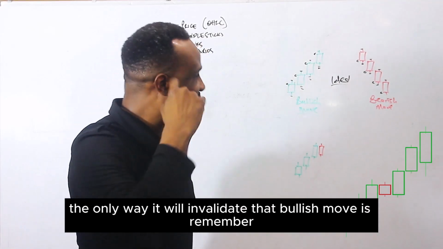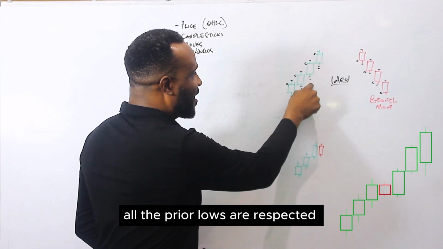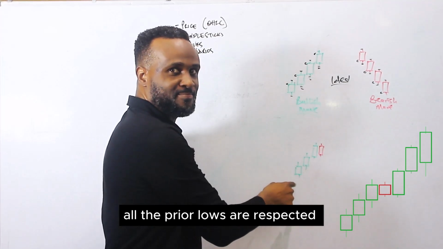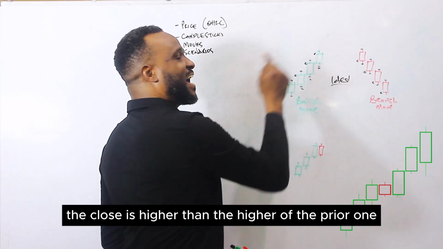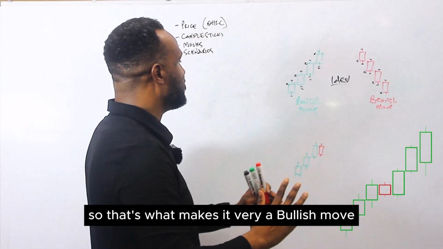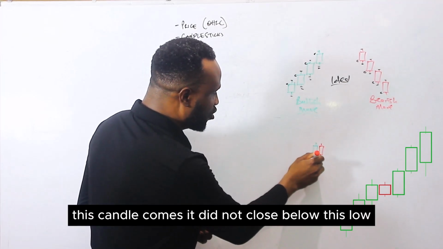The only way to invalidate that bullish move is, remember, in a bullish move, all the prior lows are respected, right? And at the same time, the close is higher than the high of the prior one. So that's what makes a bullish move. But in this case, this candle comes, it did not close below this low.